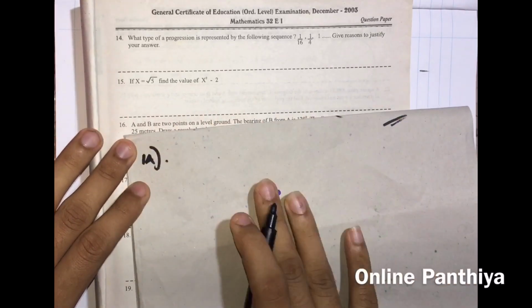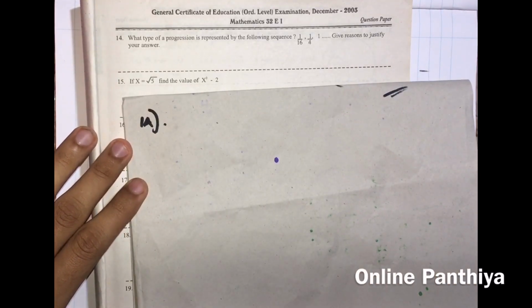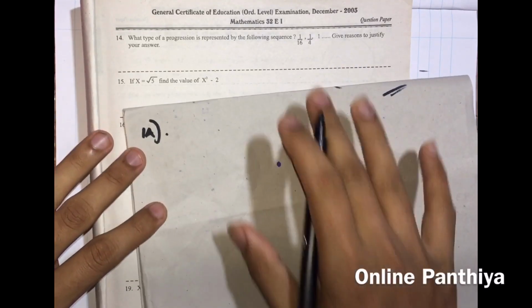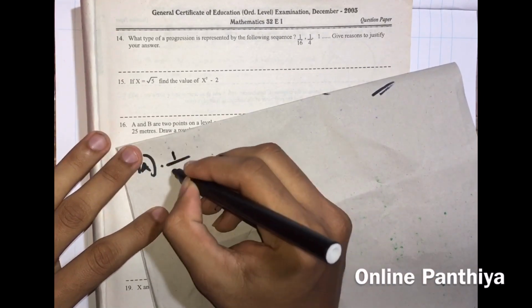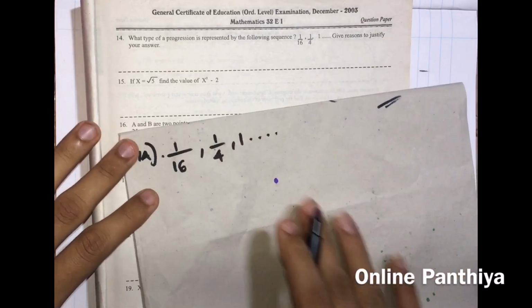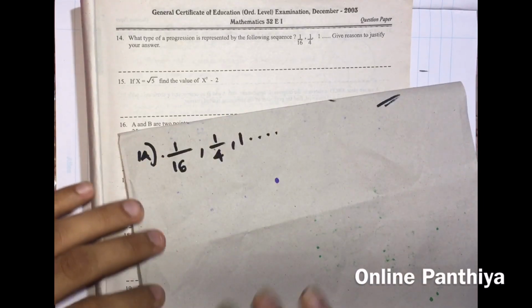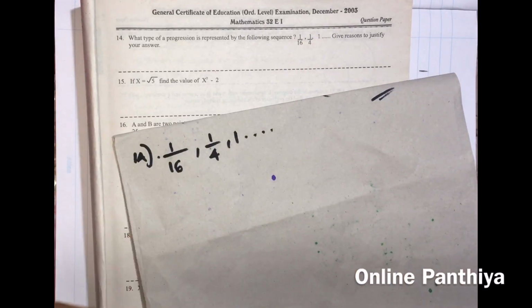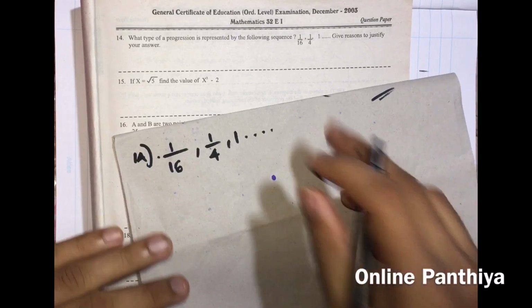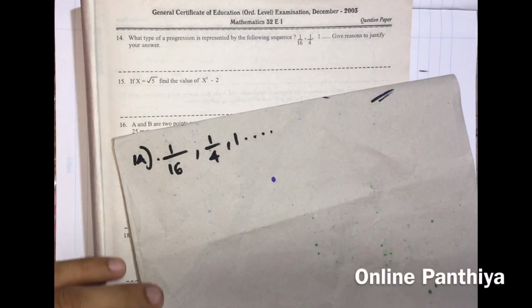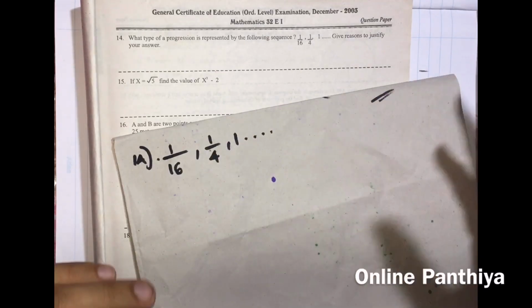What do they say? What type of progression is represented by the following sequence? You have to give reasons to justify your answer. Observe, the first term is given, 1 over 16. The second term is also given. The third term is also given. That is 1. Now when you just observe these fractions, you understand this as a geometric progression, right? Arithmetic means something is added or subtracted. But here you have fractions and it looks like geometric. But you cannot just say that, you cannot justify it that way.